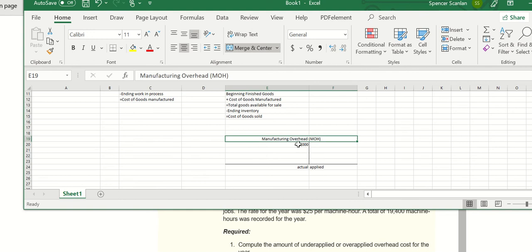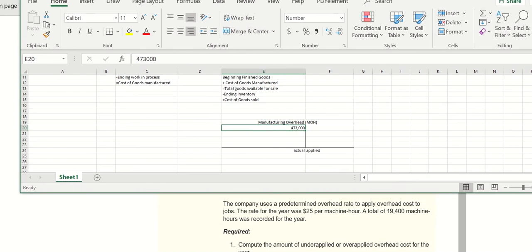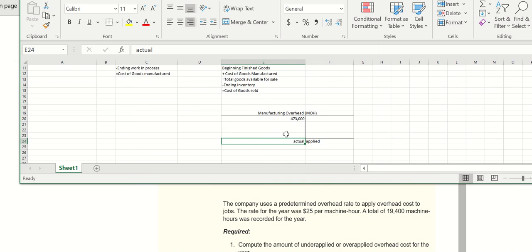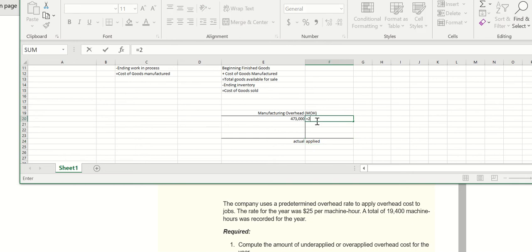So if I went to a manufacturing overhead account, it would say $473,000, and remember the actual would be on the debit side, right? We actually are incurring these costs, and then the applied would be your predetermined overhead rate of $25 times 19,400, right? If I take the difference between those two, I can see that the credit is going to be larger. Whenever we have a credit balance, we've applied too much, or overapplied. We expected more than what we actually had, and we've overapplied. So that's computing the overapplied costs for the year.